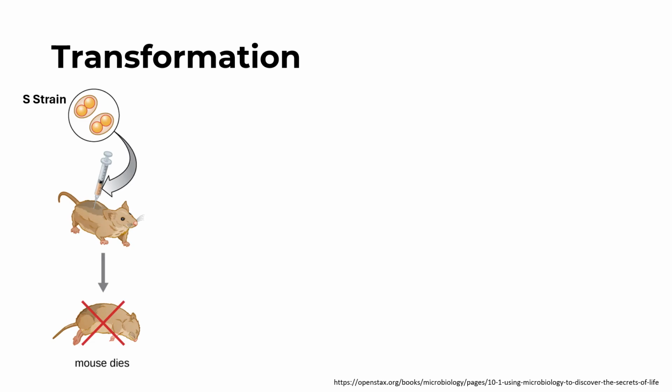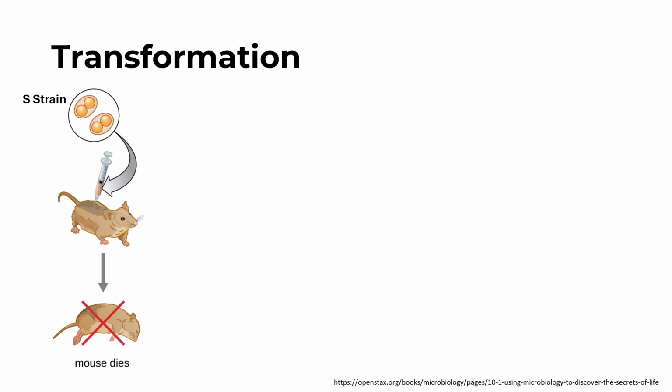Remember, a capsule is an organized coating of polysaccharides on the exterior surface of the cell. Often, this can protect a microorganism from destruction by the host immune system. When the S strain is injected into mice, it kills them. The S strain gets its name because the colonies that grow in the laboratory on agar appear smooth in texture, right? That's where the S comes from. The S strain is clearly pathogenic.